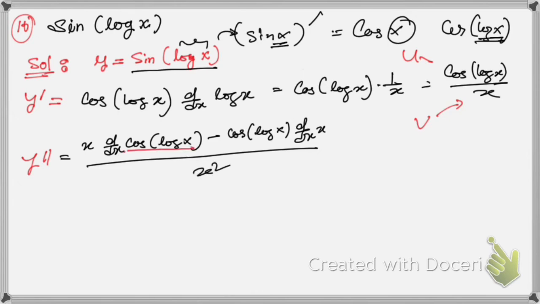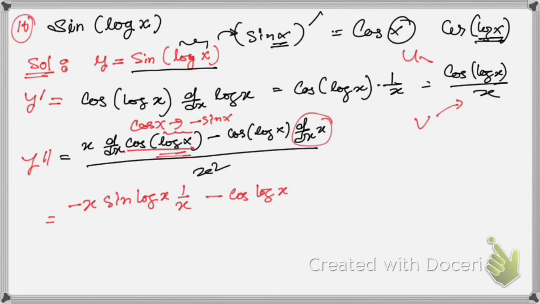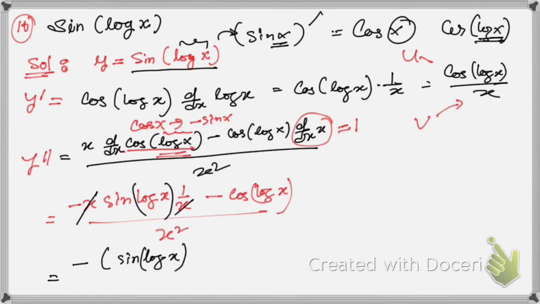So the derivative of cos of log x will be minus sin log x times 1 by x, isn't it? Because the derivative of cos x is minus sin x, and then the derivative of log x is again 1 by x. The derivative of x is 1, so we get cos of log x, then divided by x square. So x cancels, and on taking minus common, our result is minus sin of log x plus cos of log x, divided by x square. So this is our result.